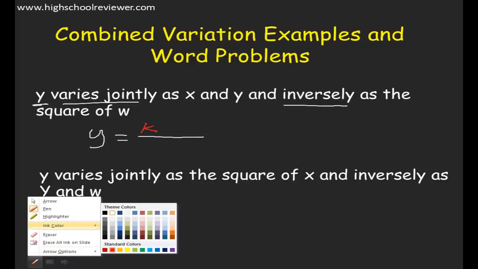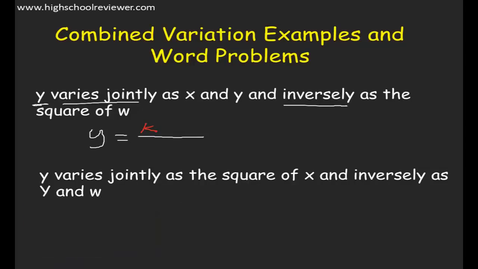And this will be multiplied by all variables that vary jointly. The variables that vary jointly, we have x and y. So this will be k multiplied by x and y. And the variables that vary inversely, we have the square of w. So this will be w raised to 2.